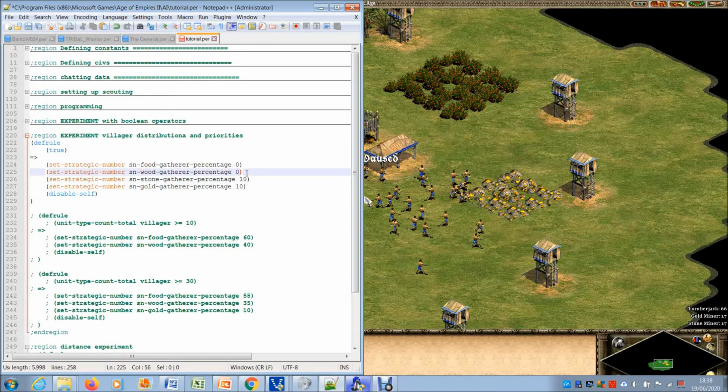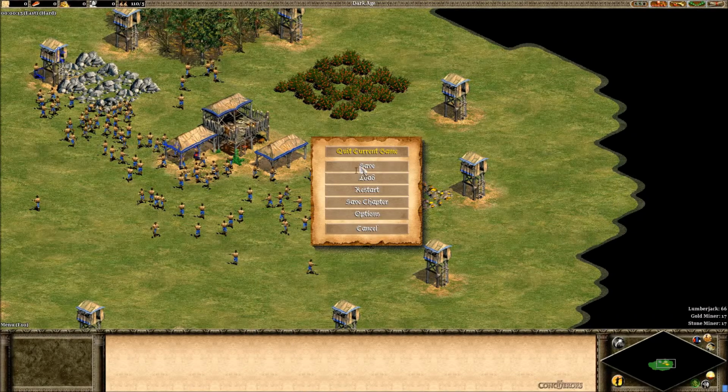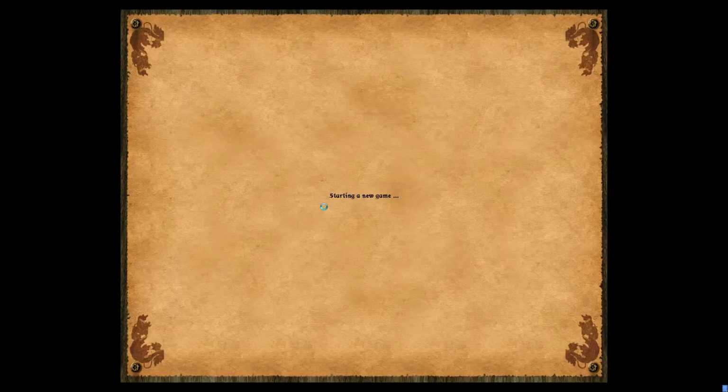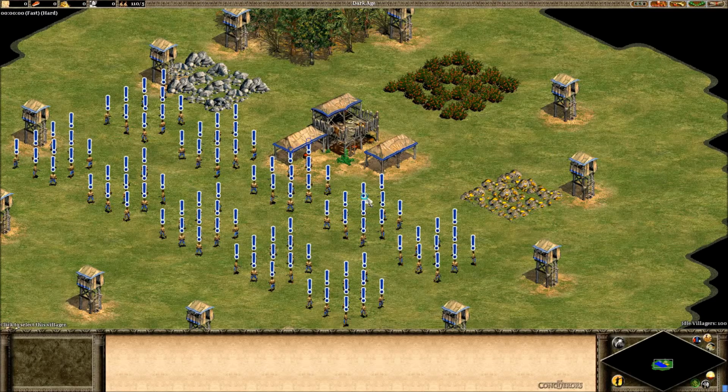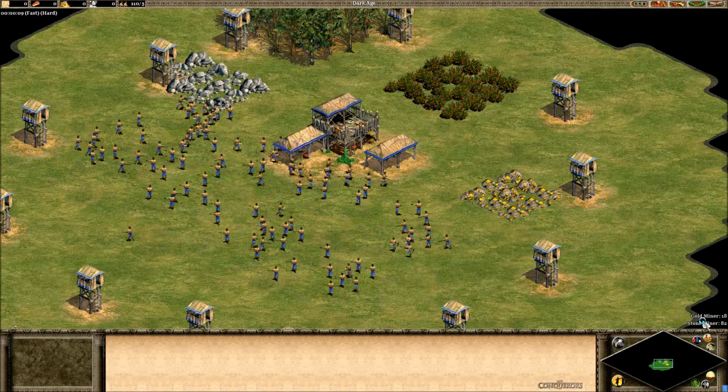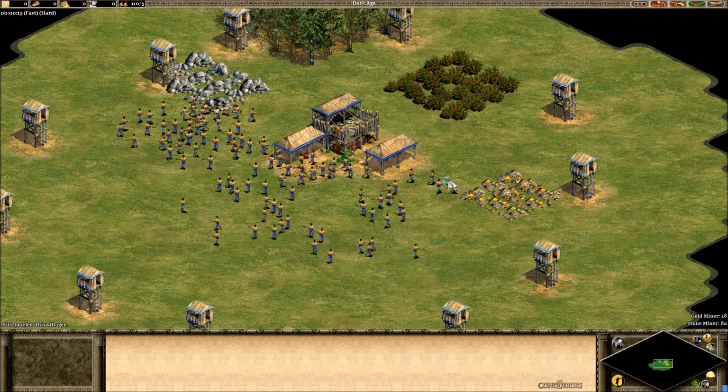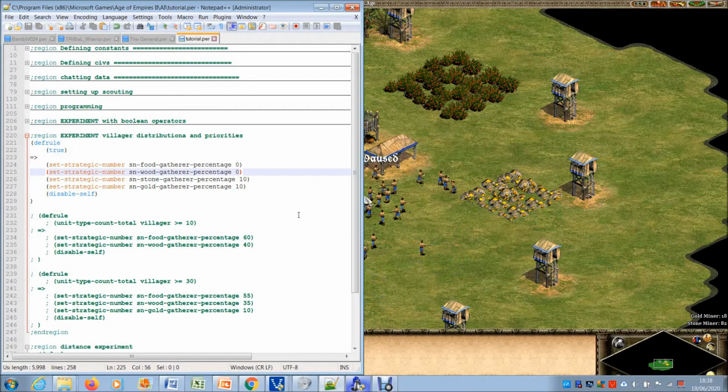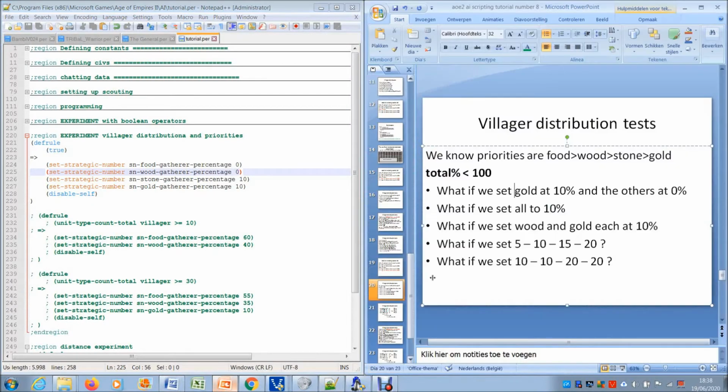To confirm this, we will now put nil on wood. We're expecting most of the villagers to go to stone. How many? We don't know that yet. Yeah, most villagers go to stone, but very unpredictable numbers.